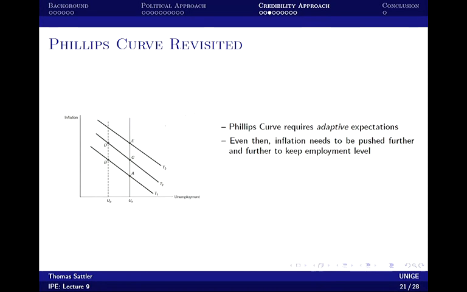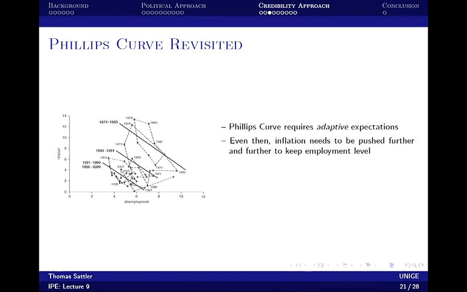Now the labor union adapts, right? So now we have a natural rate of unemployment which is this high. And to bring that down, we need to push inflation further up and to bring unemployment down to the same level we had before. And this goes on and on and on, right?